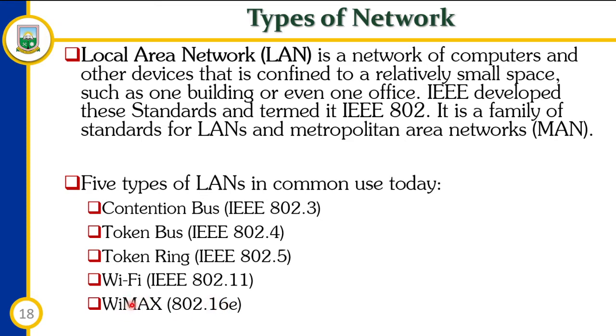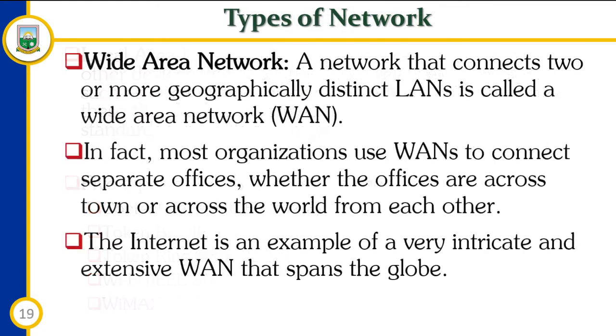WiMAX is what the internet service providers normally use to broadcast connections to each of the masts that we already have, that we see on campus and everywhere in the country. So these two are the ones that we normally use for networks. All right, so that is about the local area network, confined to a small location.